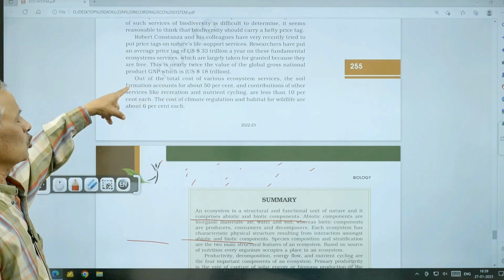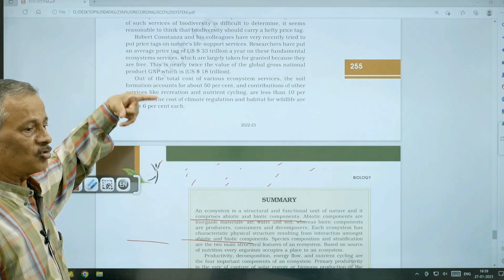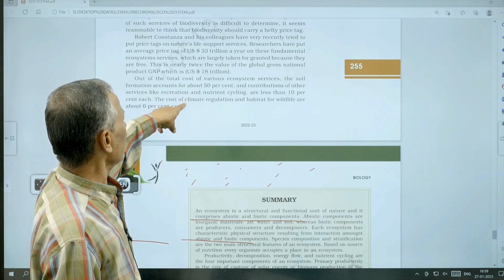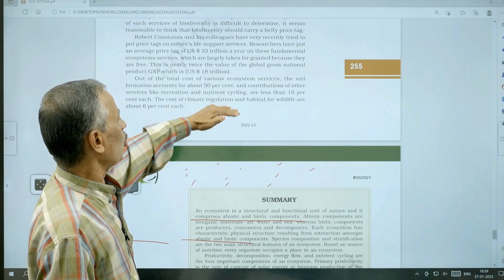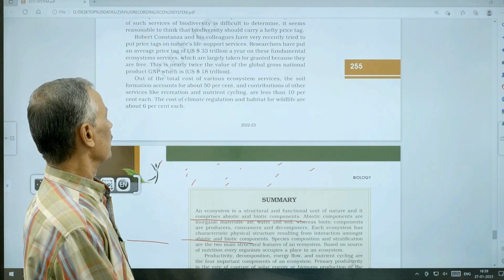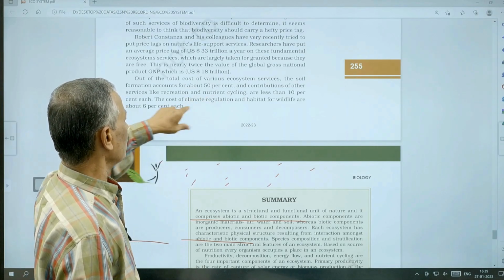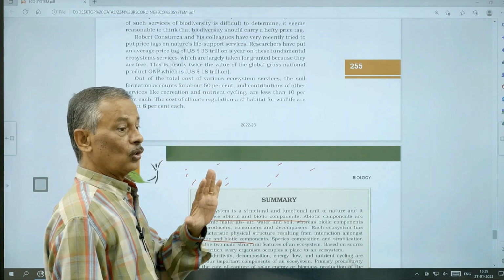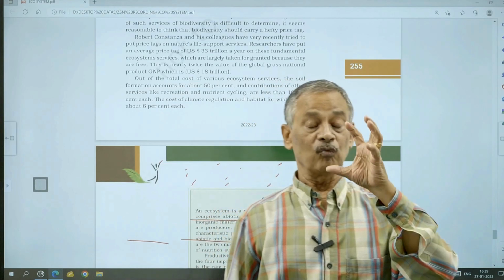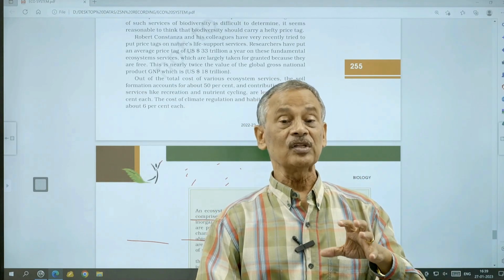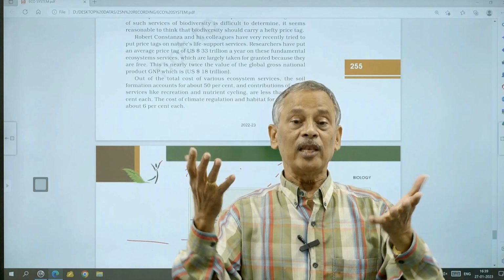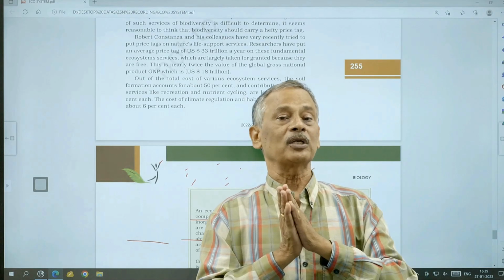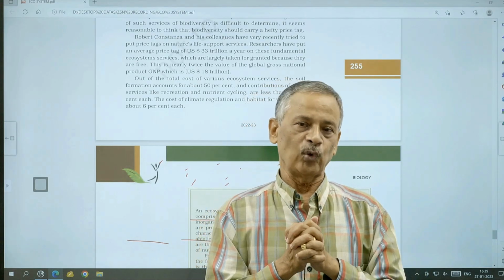Ecosystem is producing through thousands and thousands of years. It has produced soil and is maintaining that soil. And other services like recreation and nutrient cycling, they will be accounting only for less than 10%. And climate regulation and habitat for wildlife, they are accounting only for 6%. So this is the total value. The value of ecosystem services is almost double the value of GNP. Okay, that was calculated by Robert Constanza and others of US.